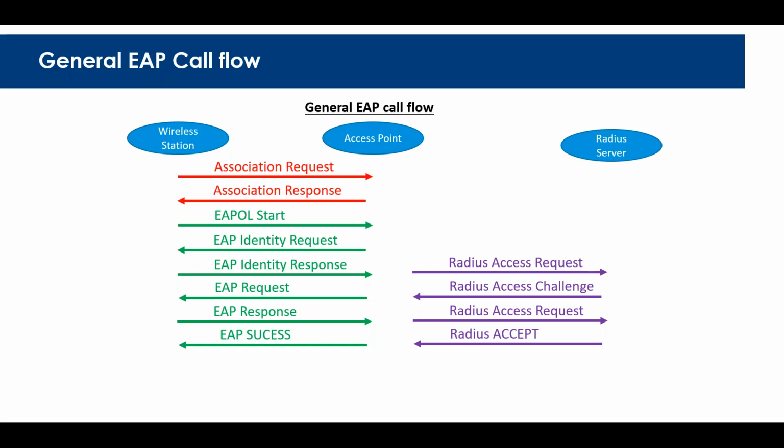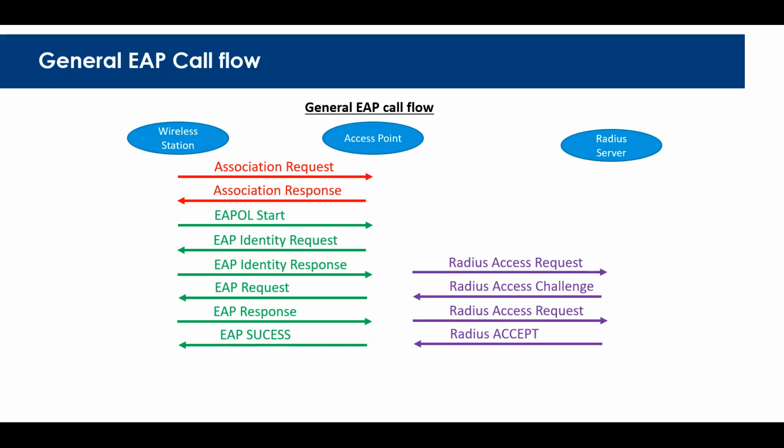Radius server will send a radius access challenge back to the access point, and the access point will send it as an EAP request to the wireless station. Depending on the flavor of EAP being used, there will be multiple radius exchanges and radius challenge packets we can see on the wired side, and we will be seeing a lot of EAP packets on the wireless side. And finally, the radius server will send a radius accept packet if it is a legitimate user.